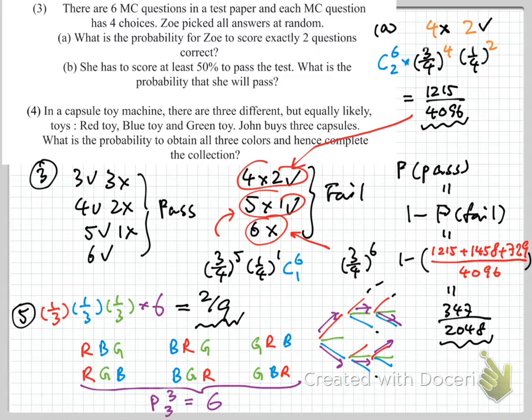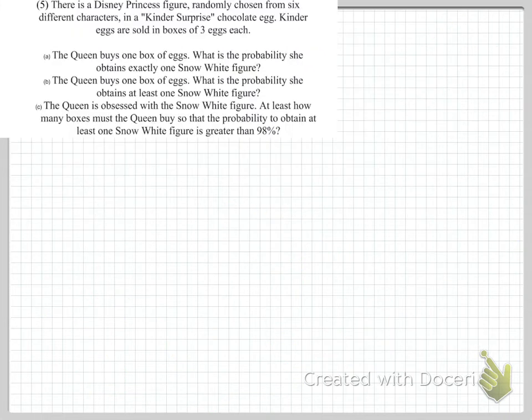Now let's move on to the last question. That is the question on the Kinder eggs. All right. So first, the queen buys 1 box of eggs. What is the probability she has exactly 1 Snow White? Now once again, same idea. She buys 1 box of eggs, which will be 3 eggs.